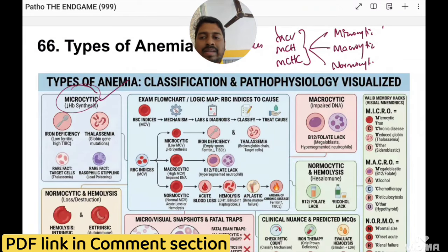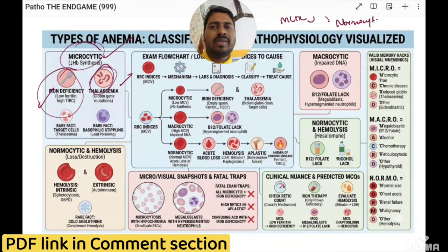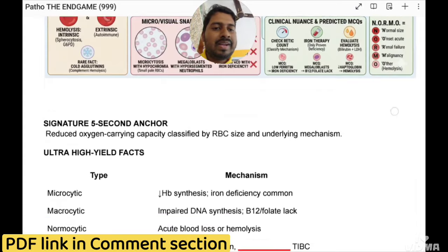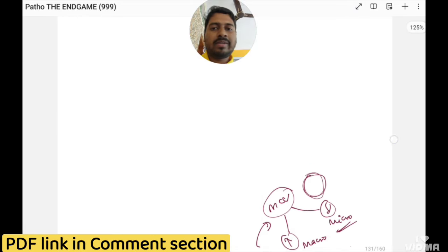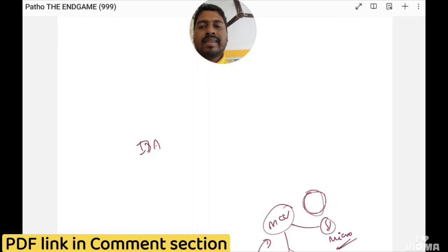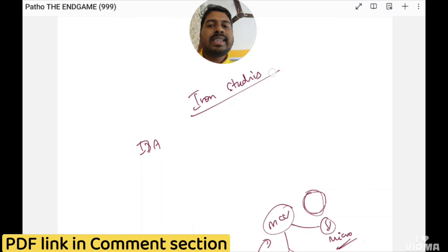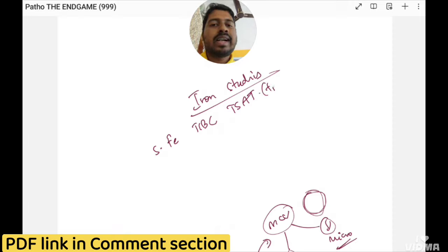So microcytic anemia occurs because of three important reasons, okay. One is iron deficiency, which you should never forget. Second is thalassemia, which is very close differential of iron deficiency anemia. And the third is lead poisoning, okay. These three things, how to differentiate, okay. We'll go through that, okay. So there are something called iron studies, okay. In these iron studies, we have mainly serum iron, we have TIBC, that is total iron binding capacity, and we have transferrin saturation, okay.